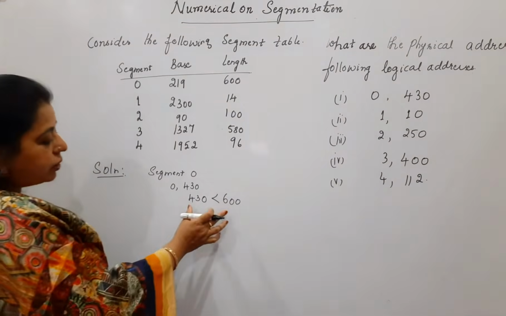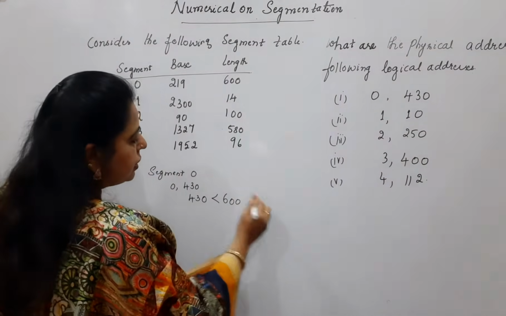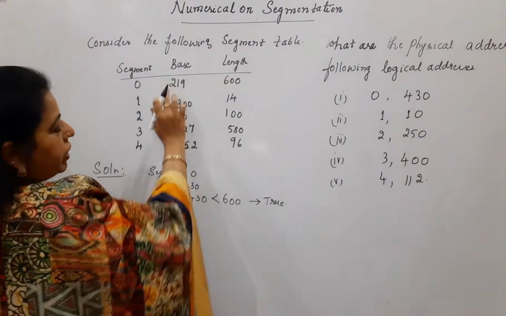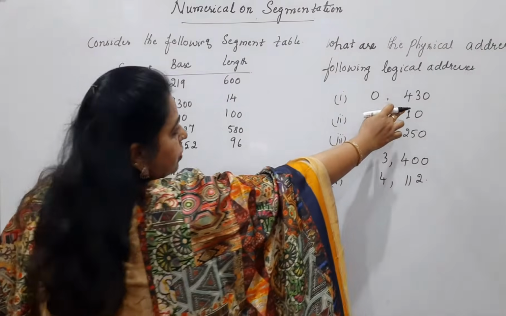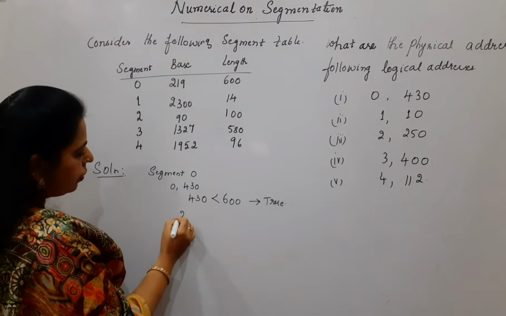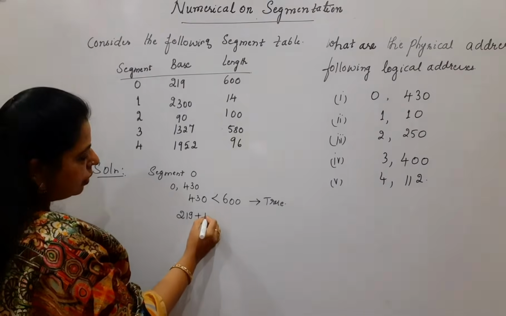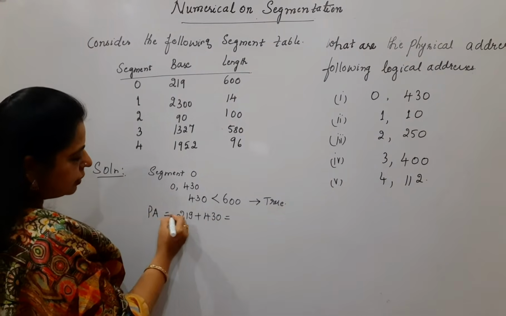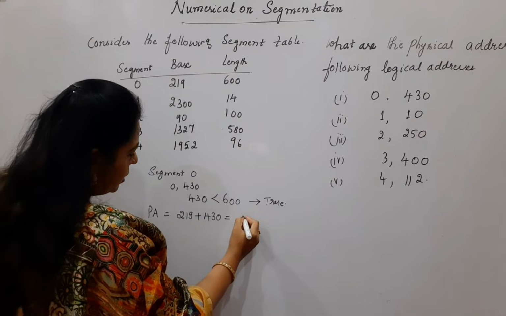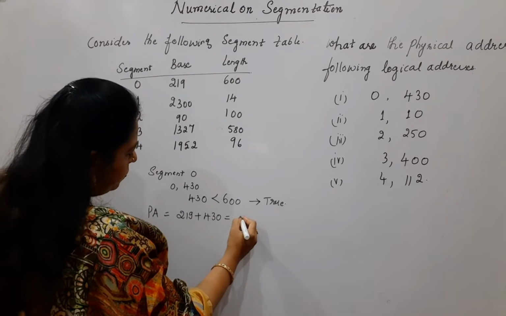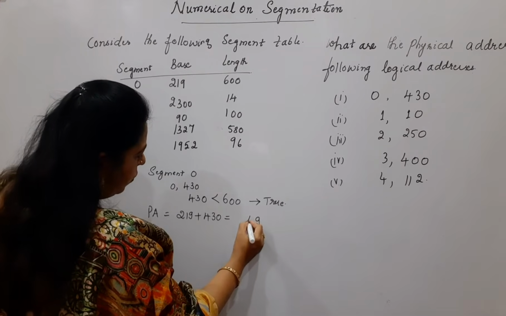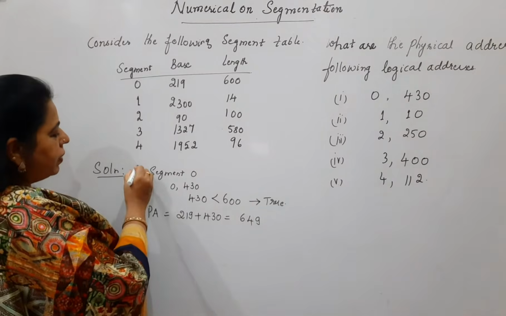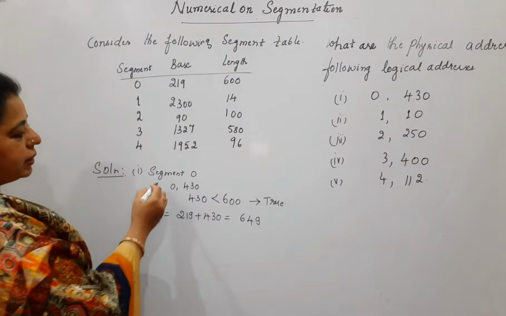First you check. If this condition is true, and in this case it is true, then you need to add the base address with the given displacement value. 219 plus 430 becomes your physical address. So the physical address is 219 plus 430, which is equal to 649. Very simple. This one you have completed for the first numerical, segment 0.